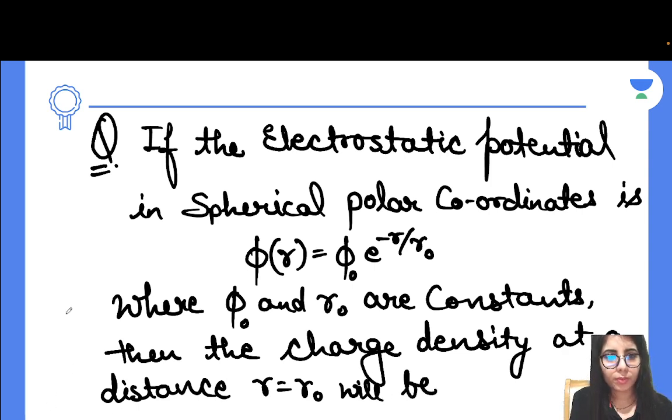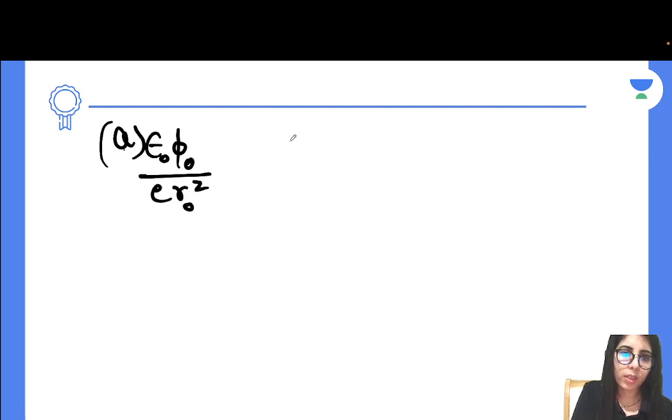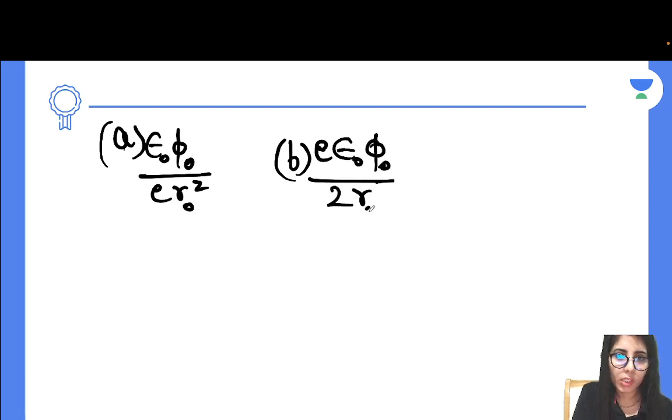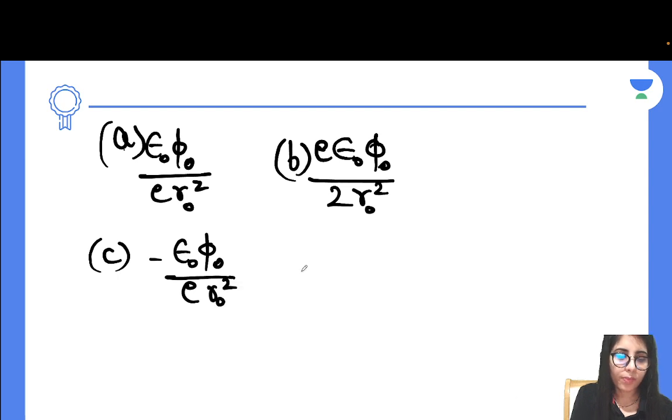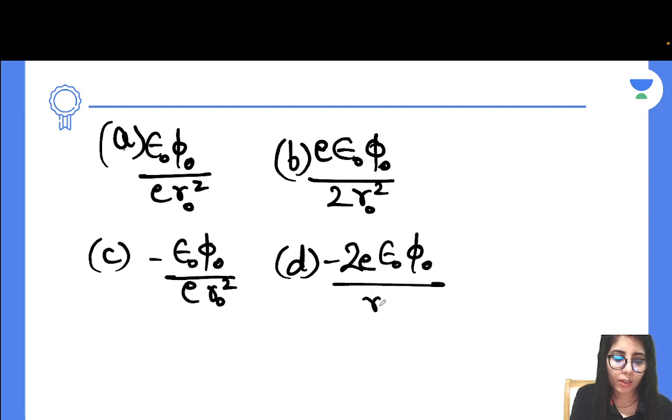Options are: epsilon naught phi naught divided by e r naught square. Next one is e epsilon naught phi naught divided by 2 r naught square. Option C, negative epsilon naught phi naught divided by e r naught square. Option D is negative 2 e epsilon naught phi naught divided by r naught square.